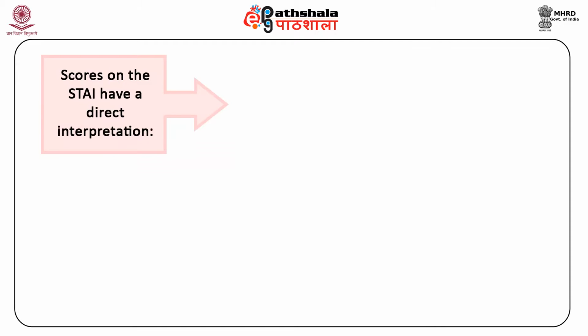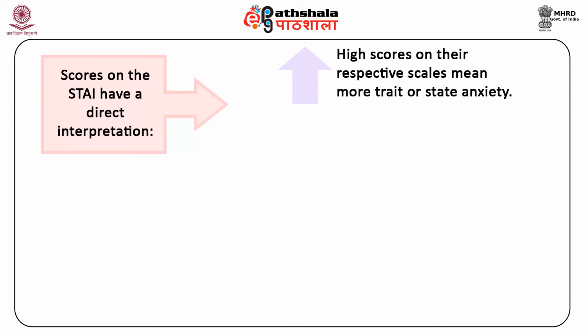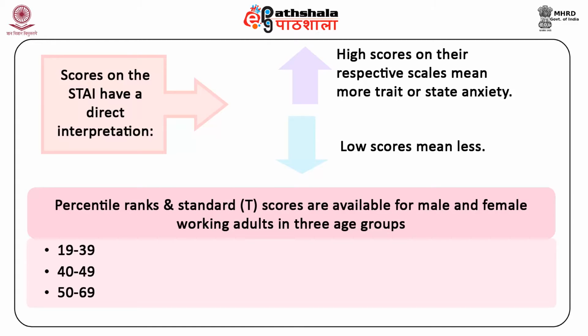Scores on the STAI have a direct interpretation. High scores on their respective scales mean more trait or state anxiety, and low scores mean less. Both percentile ranks and standard scores are available for male and female working adults in 3 age groups, male and female high school and college students, male military recruits, male neuropsychiatric patients, male medical patients, and male prison inmates.